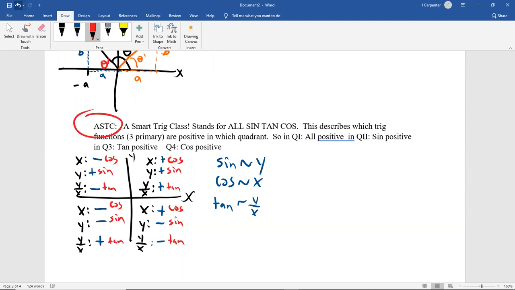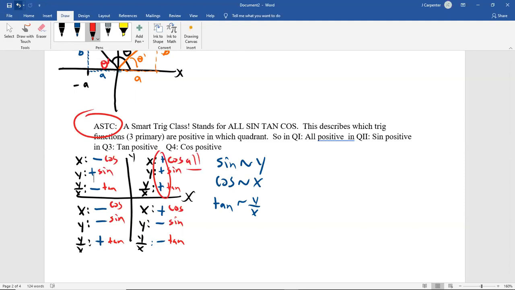Everything I filled out is right here in ASTC. All of them are positive in quadrant 1. So here's your A, all. There's your all. They're all positive. They're all positive in quadrant 1.